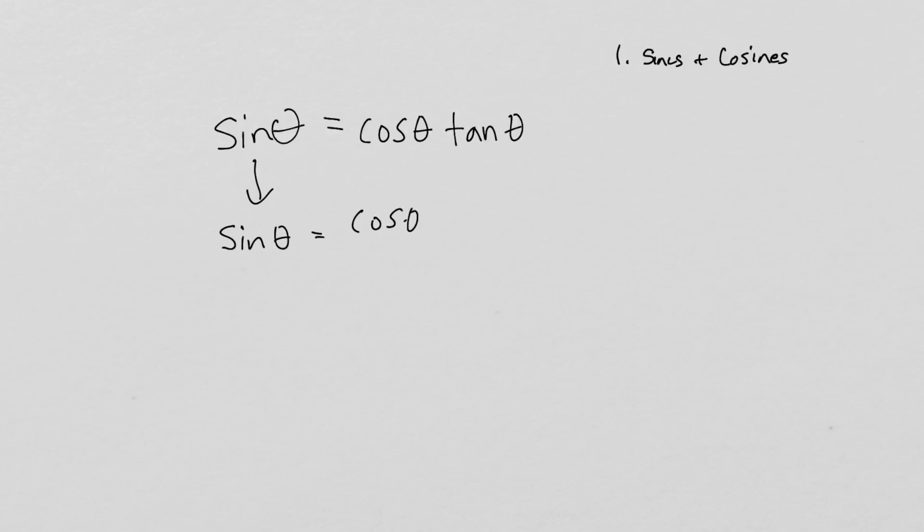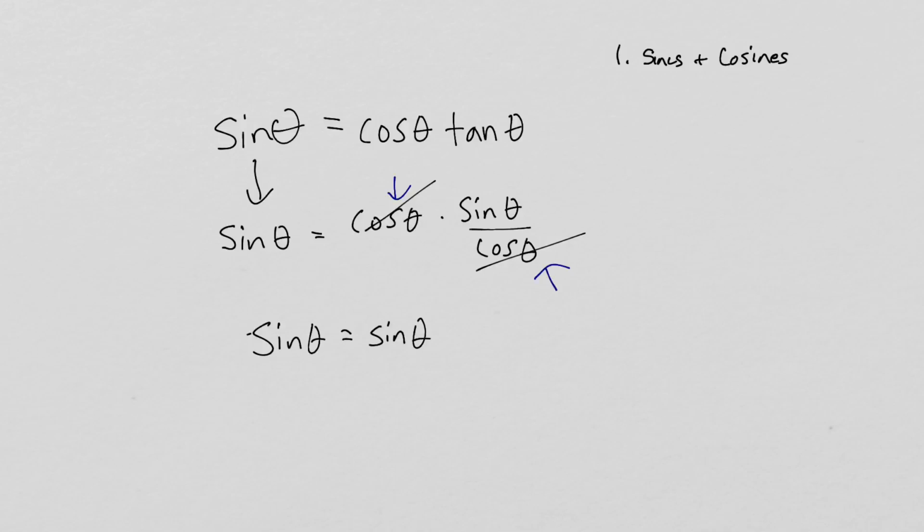We have cosine times tangent, and if we remember, tangent is just sine over cosine. Well, now we have a cosine times a 1 over cosine over here. So those things are going to cancel out. And what we're left with is sine equals sine. And so for a lot of these problems, this is going to be our main approach for solving them.